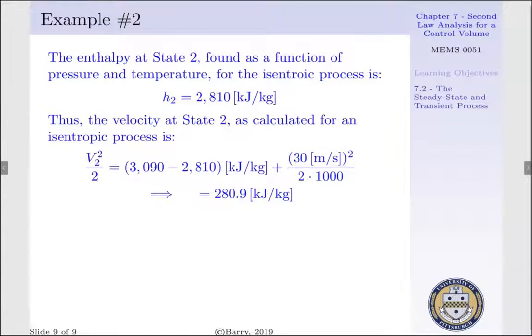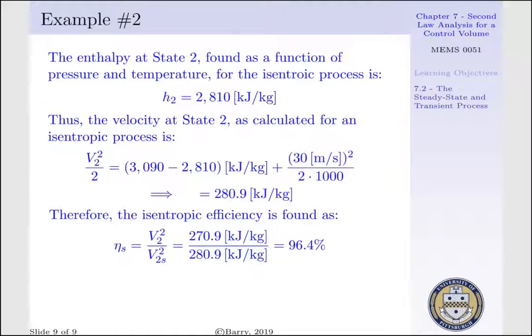Thus, our velocity at state 2 can be calculated based upon our enthalpy, which is assumed from an isentropic process. V2 squared per 2 would be equal to h1, our initial enthalpy value, which remains unchanged, 3090 kilojoule per kg, less h2, which is h2s of our isentropic process, which is 2810 kilojoule per kg, plus the same quantity V1 squared per 2. Thus, at state 2, our quantity V2 squared per 2 would be 280.9 kilojoule per kg.